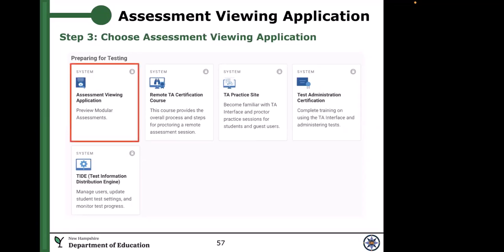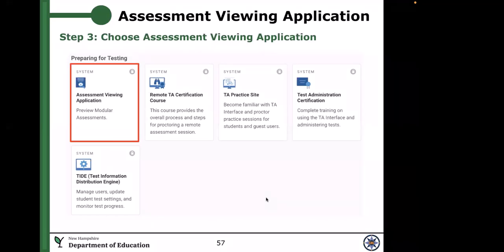I'm going to give you a little hint. We don't have it here on the slides, but over here on the right-hand side is the test administration certification. If you have not taken your test administration certification this school year, which means basically anytime from late August to September, you will need to take it before you get access to the assessment viewing application. You have to take this certification every school year. This is a new school year, so even though you did it last year, you'll need to do it again before you can get into the assessment viewing application.